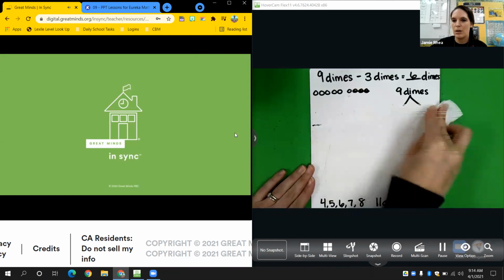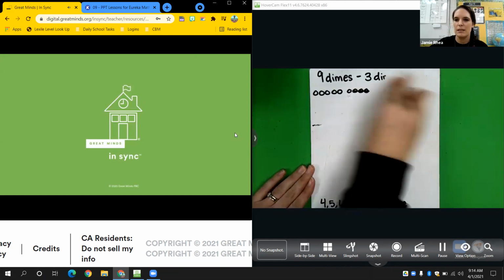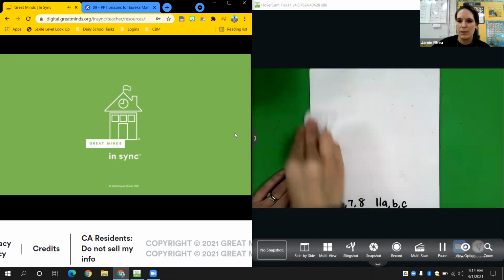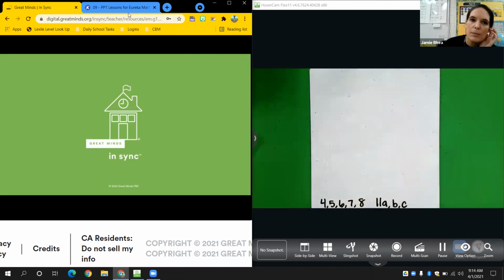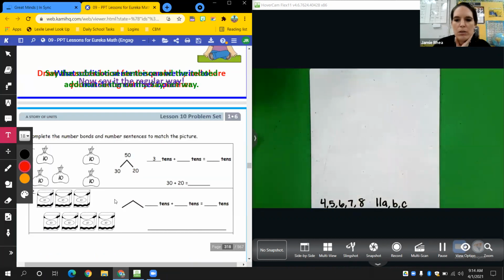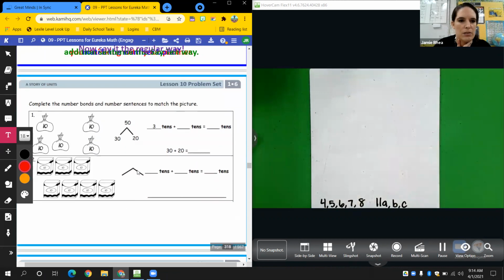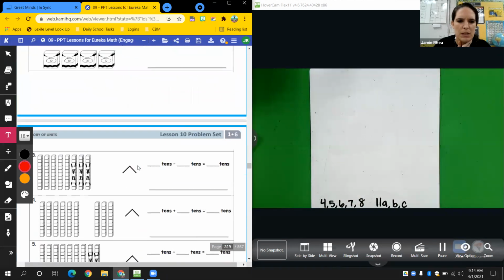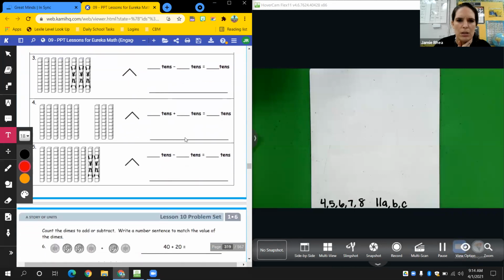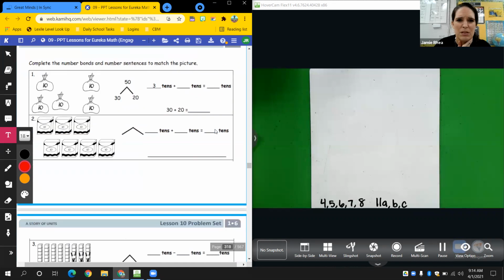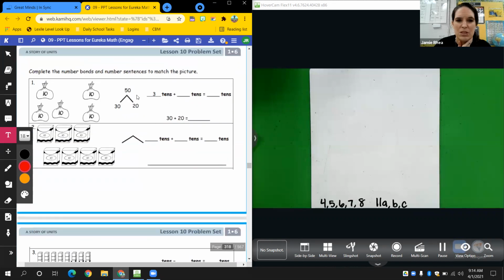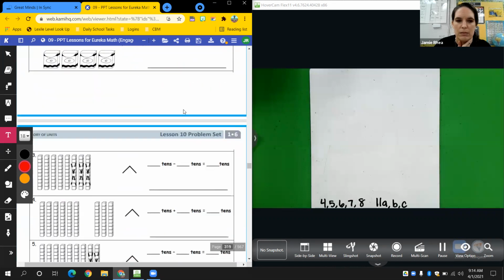Okay, let's erase this and look at our problem set real quick. Let's come over here to our problem set. We are doing 4, 5, 6, 7, and 8. It says complete the number bonds and number sentences to match the picture. So let's come down here to number 4. Oh, look, guys, there's not a lot in there. Let's go back up here and look. See what it wants us to do? Number bond, the unit way, the regular way.